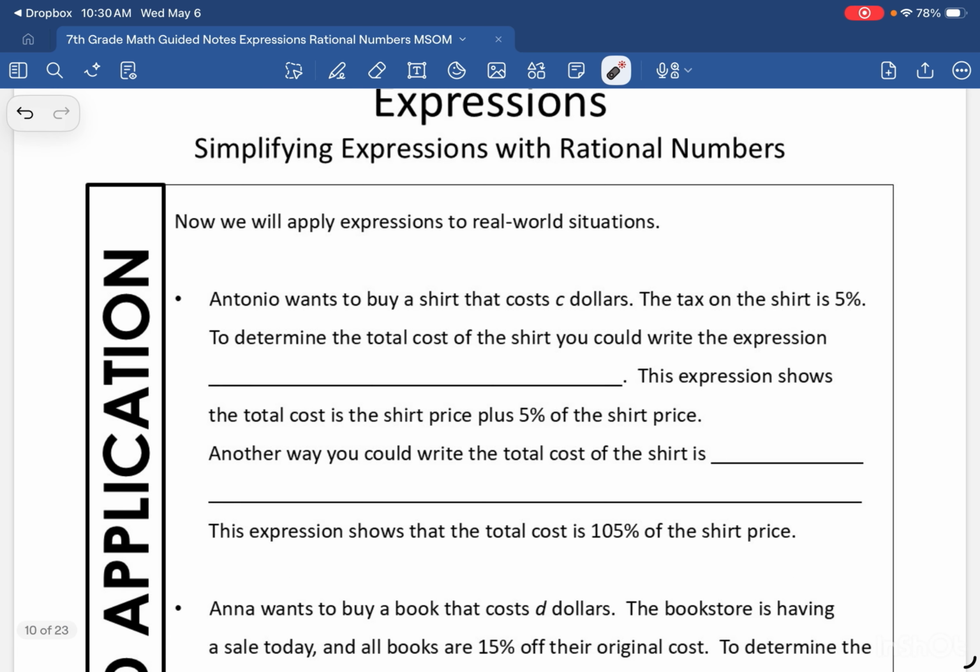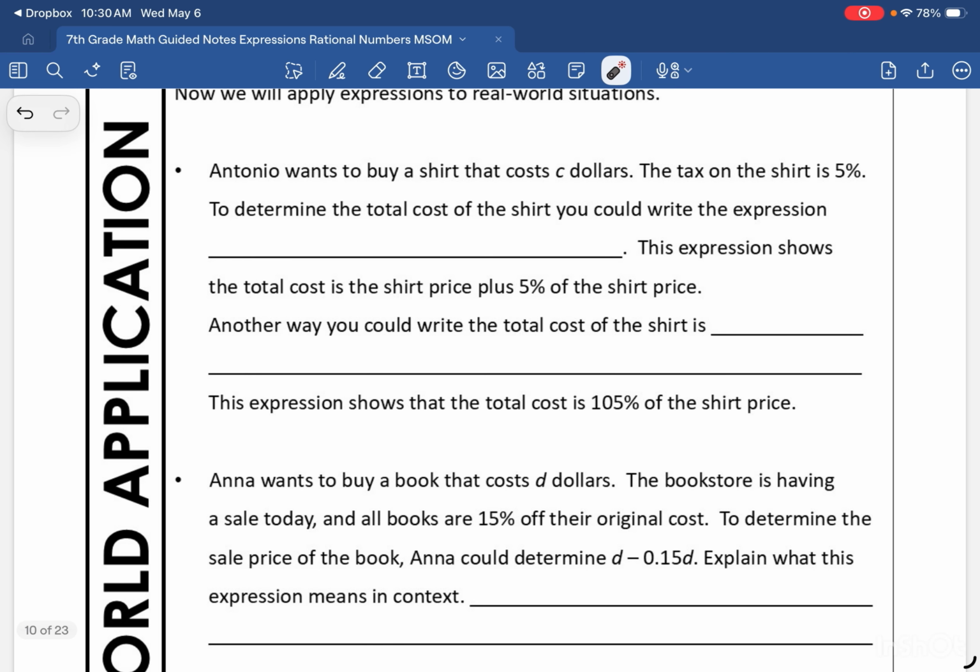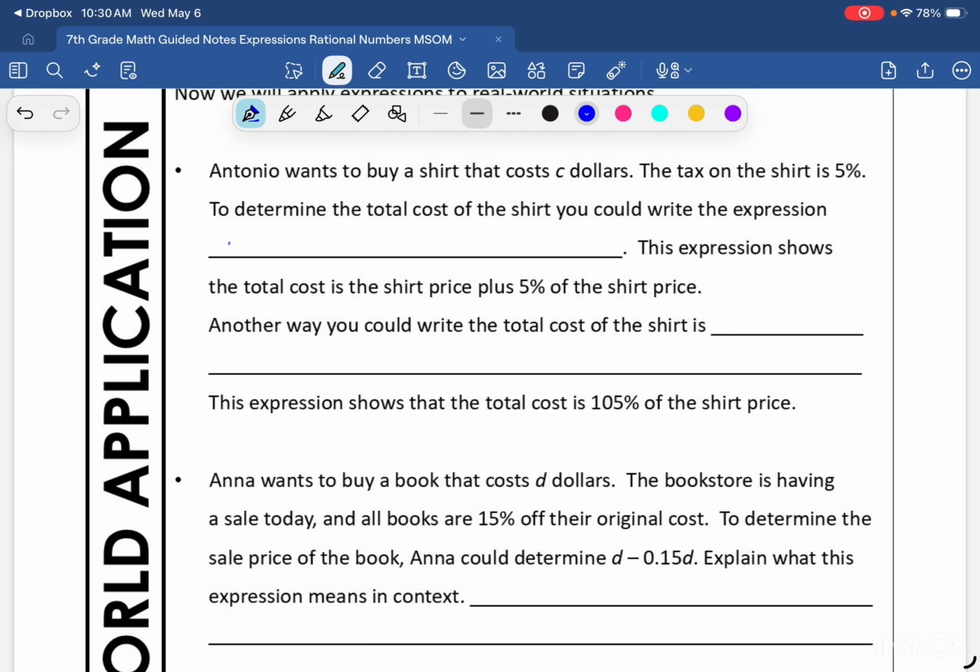Okay, on to real-world application of expressions. Antonio wants to buy a shirt that costs C dollars. The tax on the shirt is 5%. To determine the total cost of the shirt, you could write the expression as, and then we need to write it down. So if I need to figure out the total cost, that's going to be the cost of the shirt, which is C, and then we need to add that to the tax.